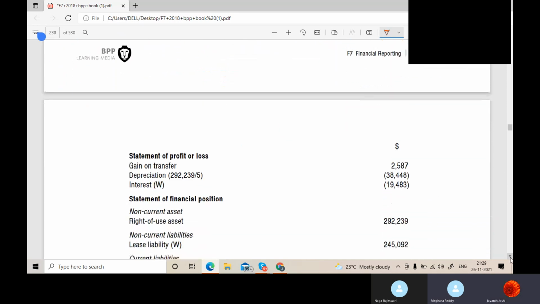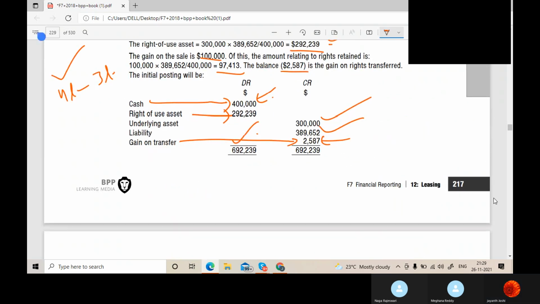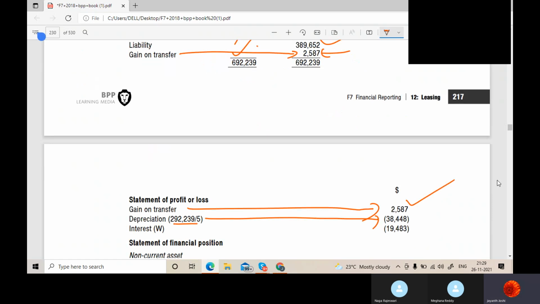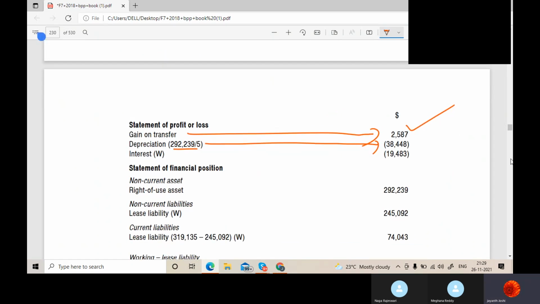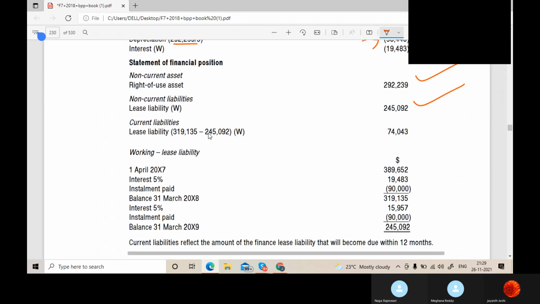Done with this question. Then what is left over? Then you have this gain on transfer going to profit or loss. Then depreciation over 5 years. What is the value of the asset, divided by 5 for depreciation, and then we'll find out the interest also. Right of use asset, lease liability, and current liability. We'll find out the current liability, same like the first lease question.